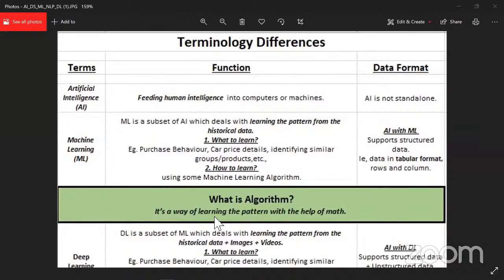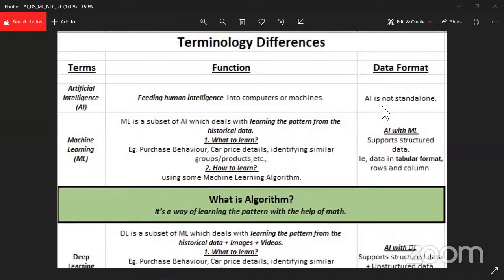An algorithm is nothing but a way of learning the pattern with the help of a mathematical equation. We have one mathematical equation for linear regression, which we call y = mx + c, and for logistic regression, 1 / (1 + e^(-y)). In this way, we have different mathematical equations. As I said before, with respect to that mathematical equation, we are going to make the machine learn these patterns.